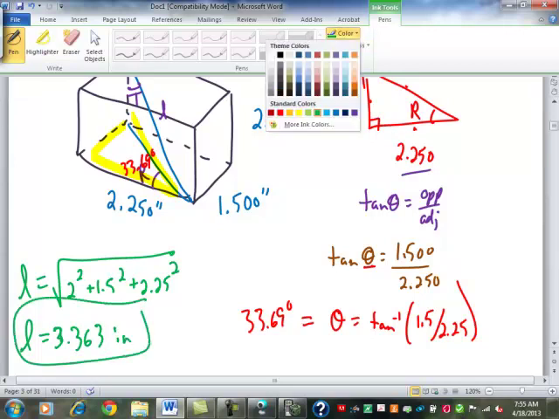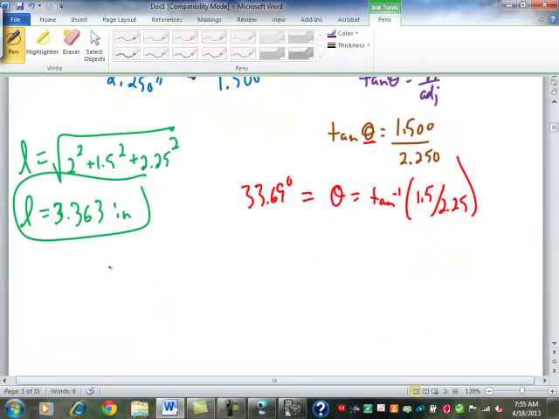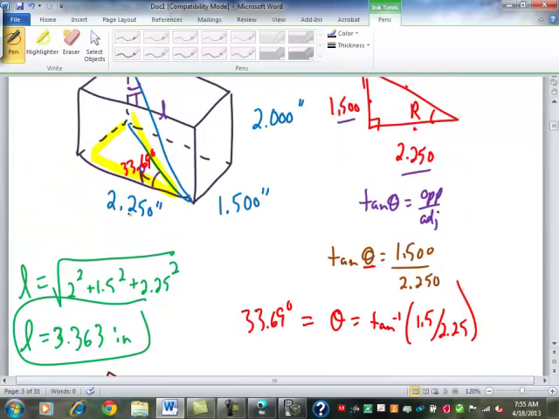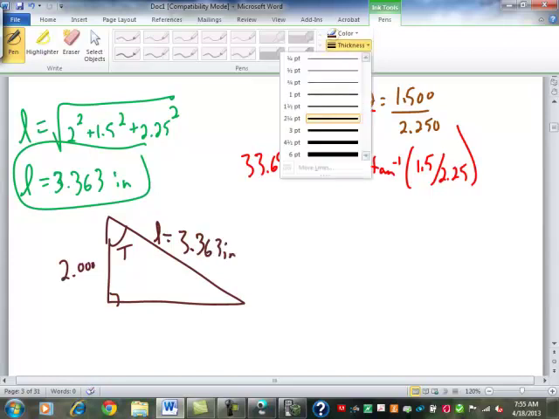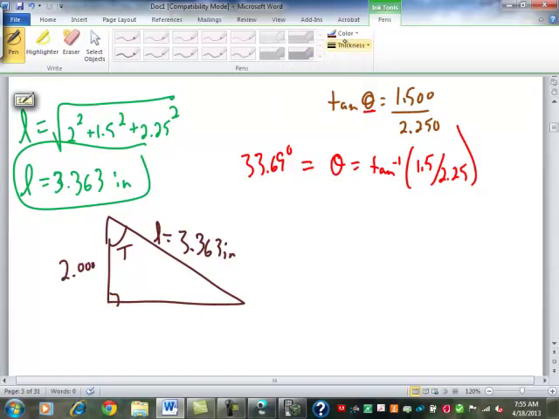So then T is going to be formed in this triangle, where here's T. This is still that width of 2.00 inches, or thickness, I should say, of 2.00 inches. And this is L of 3.363 inches. For T, what we have is the adjacent and the hypotenuse, which is the cosine. And since we're looking for an angle, I'm just going to jump right to this: that angle T is the inverse cosine of adjacent 2.0 over hypotenuse 3.363.